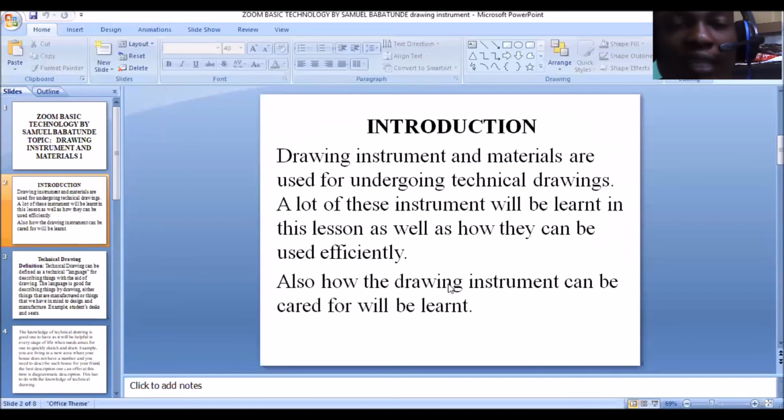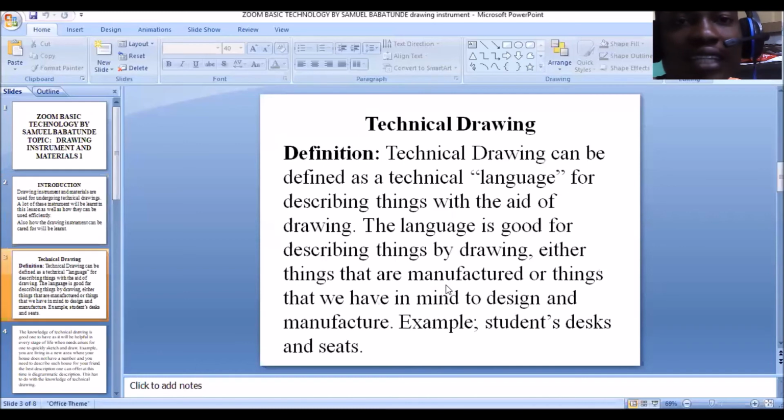Technical drawing, because these materials are actually used for undergoing technical drawings. And then we have to look at what this technical drawing refers to. And I say technical drawing simply refers to what? Refers to a technical language. It's a technical language for describing things with the aid of drawing.